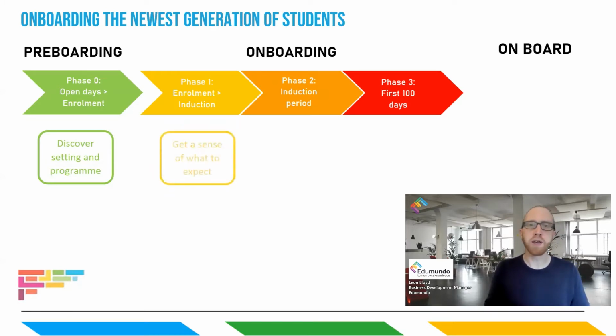Phase 1, enrolment to induction. Well, of course, this is the point when students have now decided they're coming to your university. And you can start to use this as an opportunity to make sure things don't go quiet. Give students a sense of what they can expect, so they're not starting to be anxious and starting to worry about what's going on.